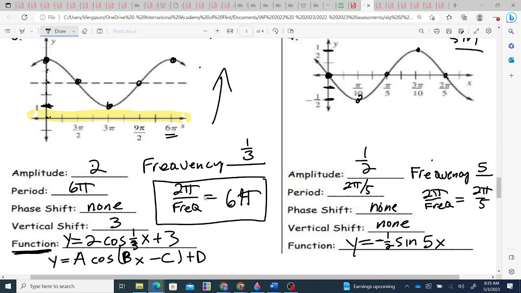And when I look at this, I need to multiply by 3. 2 pi times 3, but I'm dividing, I'm not multiplying. So if I need to multiply by 3, it's the same as dividing by 1/3. So my frequency is 1/3. Now I've got the amplitude, the period, and the vertical shift. So now I just follow y equals a cosine bx minus c plus d. So a is 2, b is 1/3, c is none or 0, and d is 3. And there's my function.